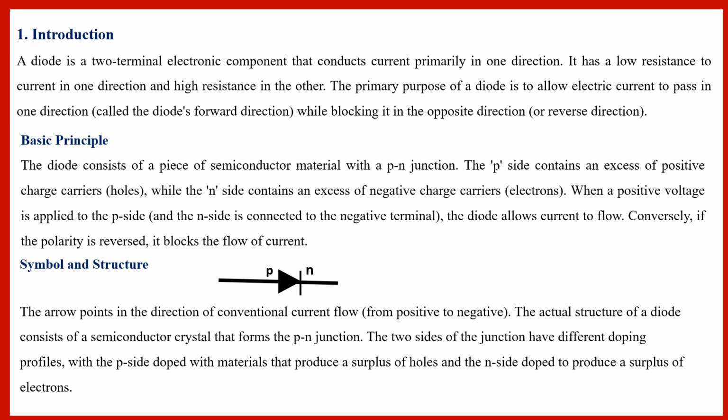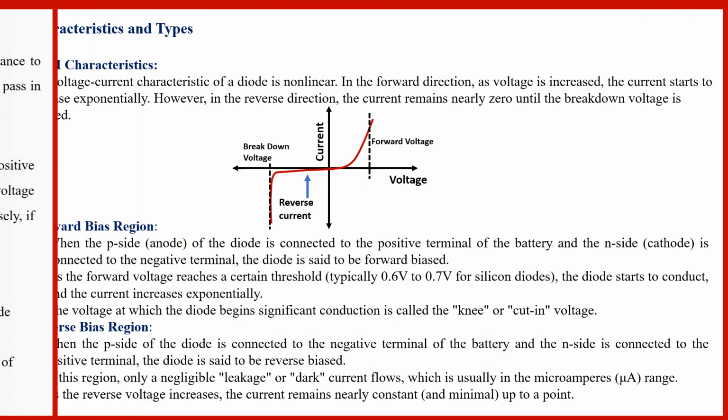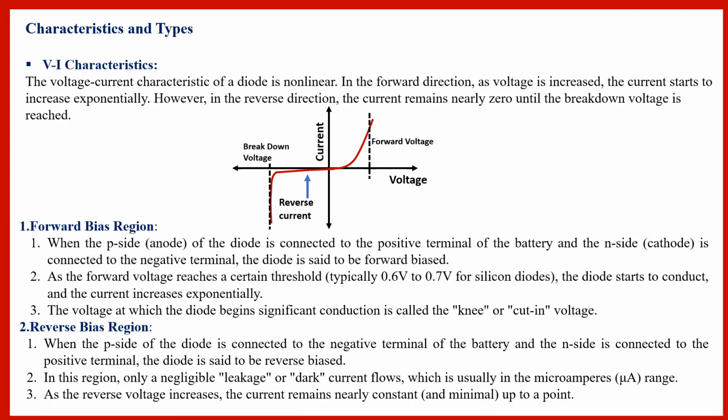The actual structure of a diode consists of a semiconductor crystal that forms the PN junction. The two sides of the junction have different doping profiles, with the P side doped with materials that produce a surplus of holes, and the N side doped to produce a surplus of electrons. Hopefully you have the idea what the PN junction diode is. So this is the characteristic and the types.